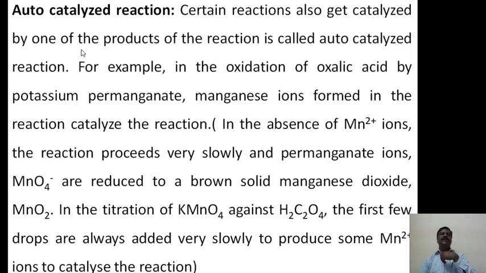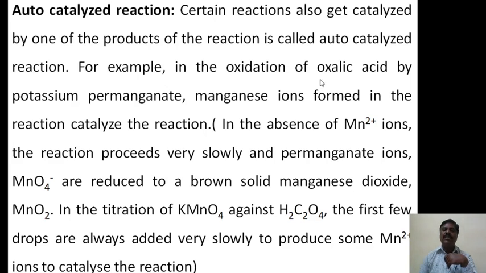Then, last, coming to the auto-catalyzed reaction. Certain reactions also get catalyzed by one of the products of the reaction; this is called an auto-catalyzed reaction. They may ask in an examination what is meant by an auto-catalyzed reaction. Therefore, we say that certain reactions also get catalyzed by one of the products of the reaction, called an auto-catalyzed reaction.